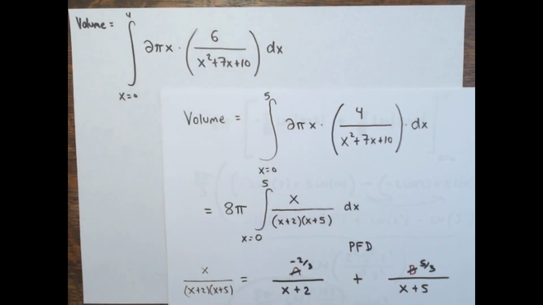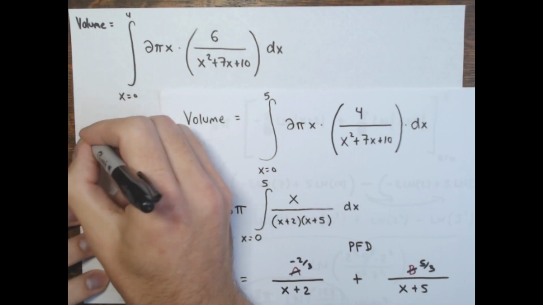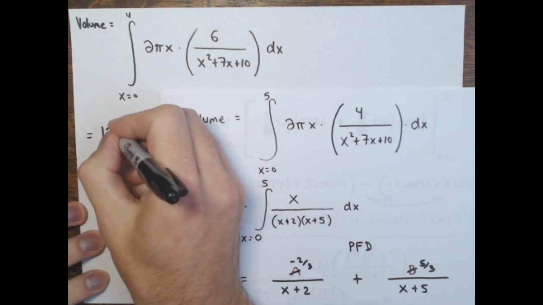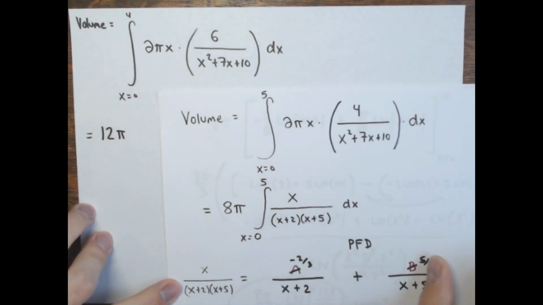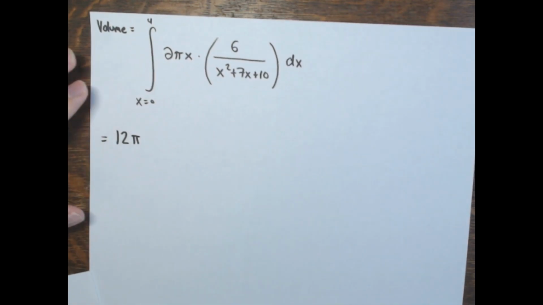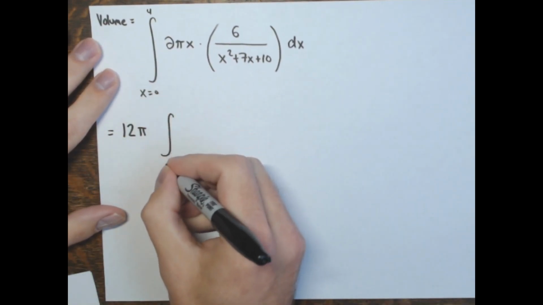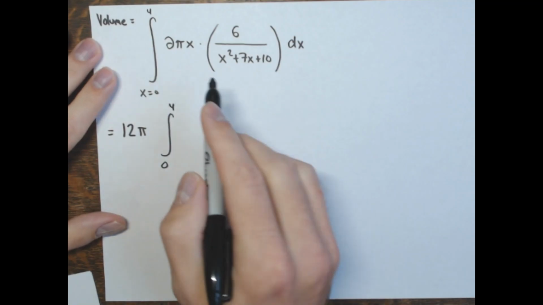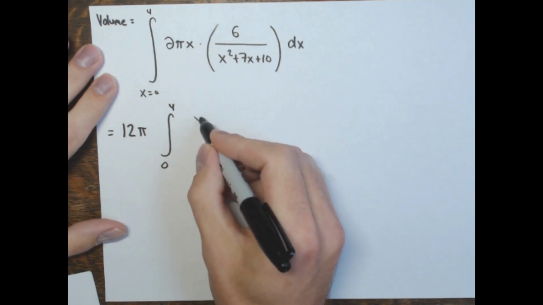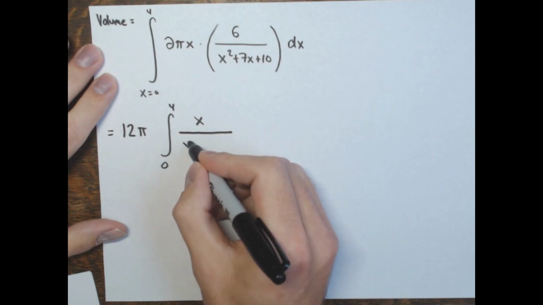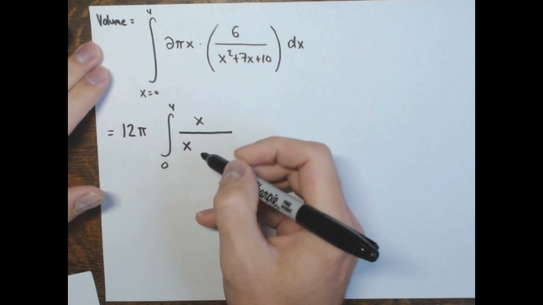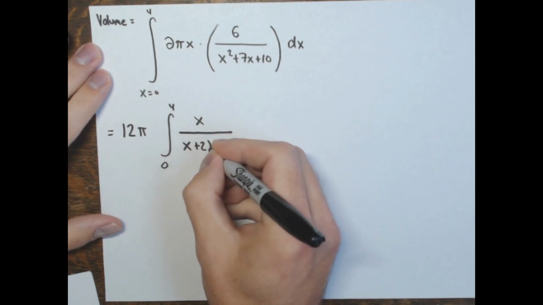So here I'm pulling out 12 pi, which is 2 pi times 6. When I do that, I'll have 12 pi times the integral from x equals 0 to x equals 4 of just x over x squared plus 7x plus 10, which factors to x plus 2 times x plus 5.